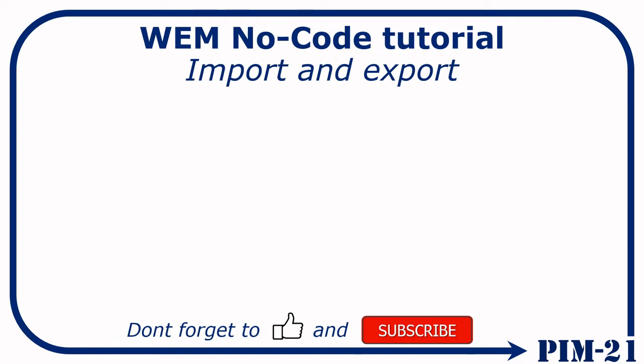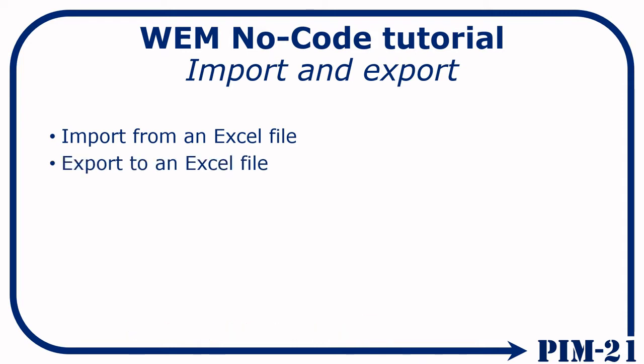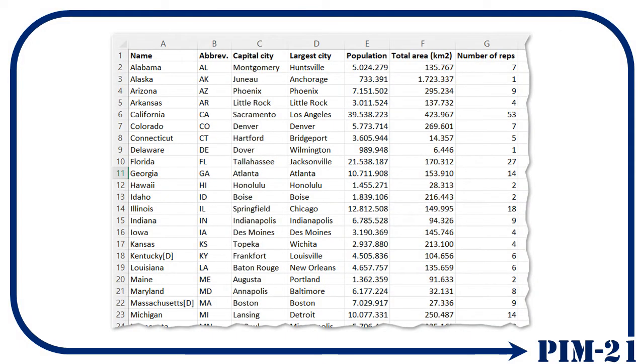In this tutorial, we will look at how you can make WEM import and export data. WEM has the possibility to import and export data from a variety of sources, like Excel and CSV files. In this tutorial, we will import data from an Excel file into our WEM application, and we will export data from our WEM application to an Excel file. Let's get started. We will start this tutorial with importing this Excel sheet.